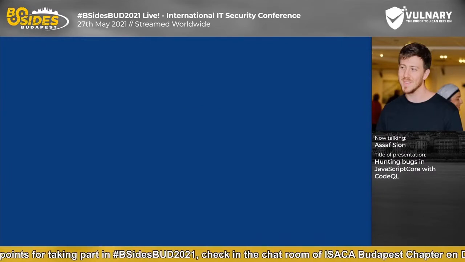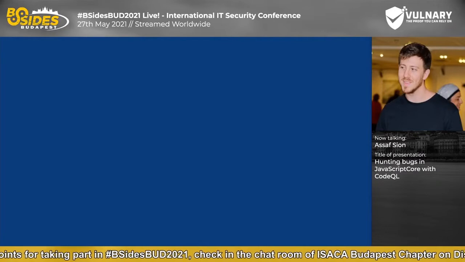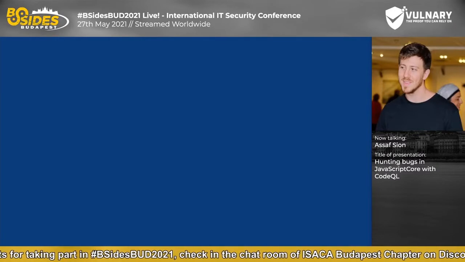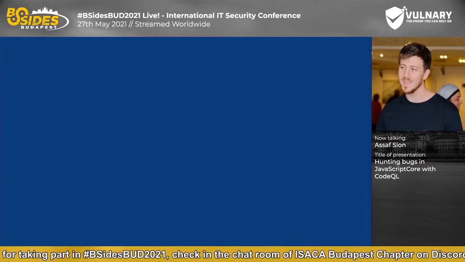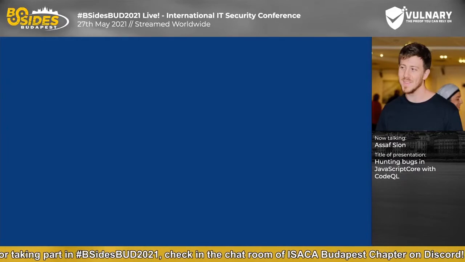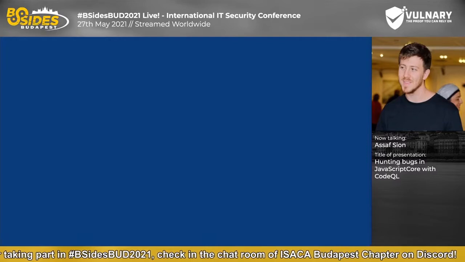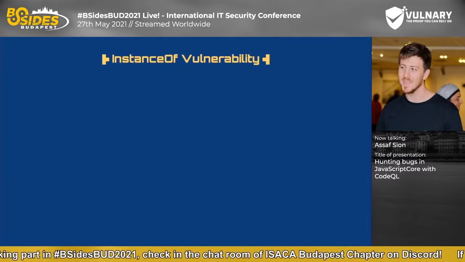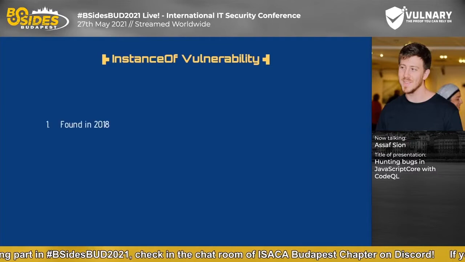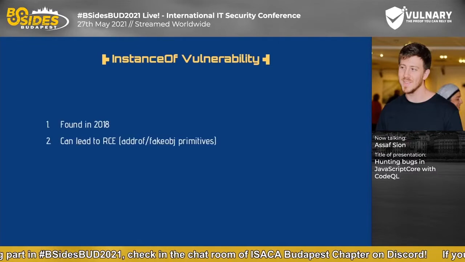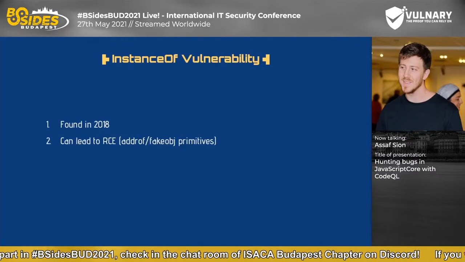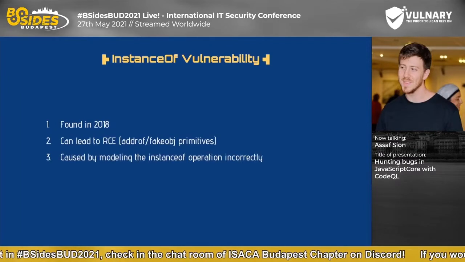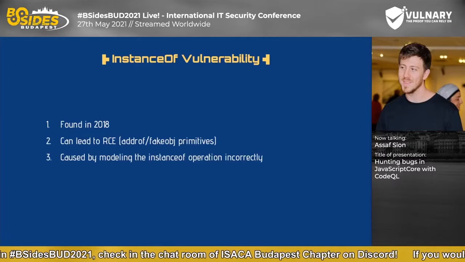Now before writing new and complex queries, we should understand the bug that we're hunting as best as possible. And this tip applies to every bug you're hunting, especially if you're using CodeQL. So let's analyze together a vulnerability found in 2018 that allowed an attacker to achieve full remote code execution via Safari. This vulnerability, of course, is triggered by bad side effect modeling of the instanceof operation.